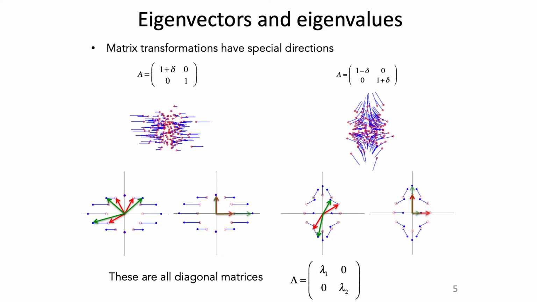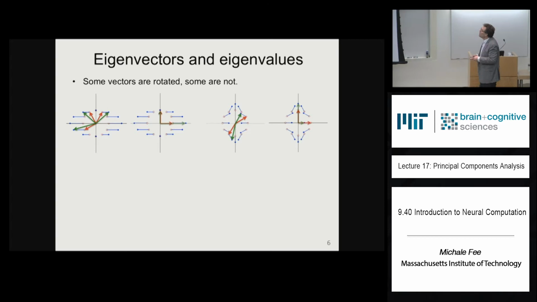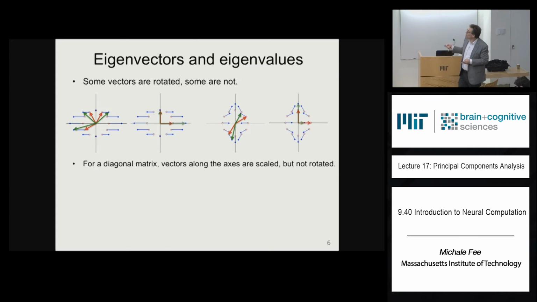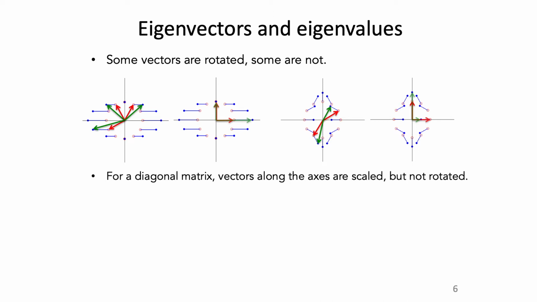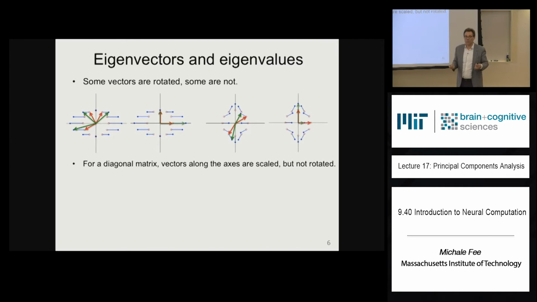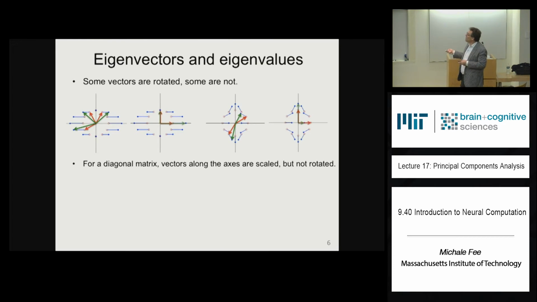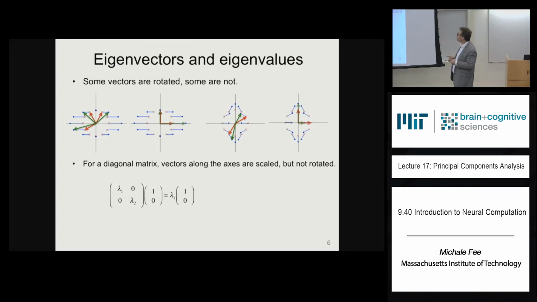So these transformations here are given by diagonal matrices, where the off-diagonal elements are 0 and the diagonal elements are just some constant. For all diagonal matrices, these special directions, the directions on which vectors are simply scaled but not rotated by that matrix, by that transformation, are the vectors along the axes: along the x-axis or the y-axis.